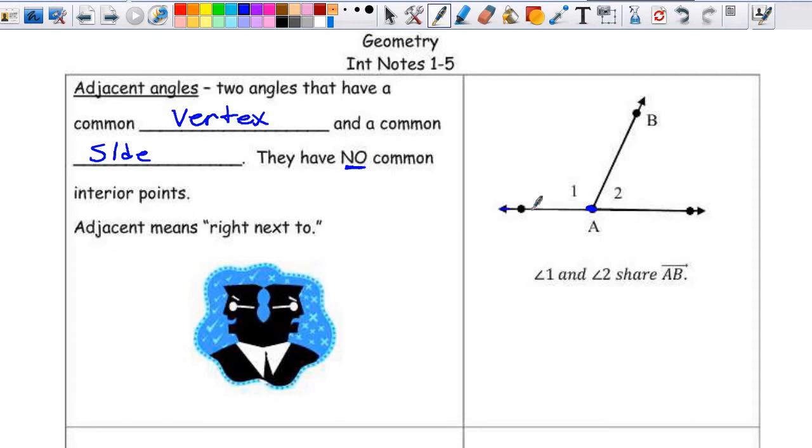So if we're going to label these, it would be like angle 1 right here, and then also angle 2. So they're right beside each other, but there's not one inside of the other. They're just right next to each other. They share that one ray.